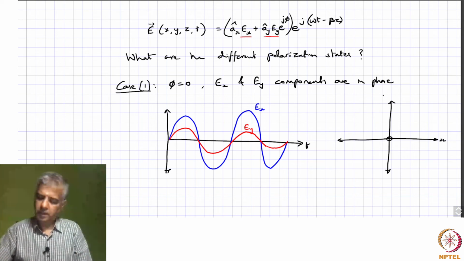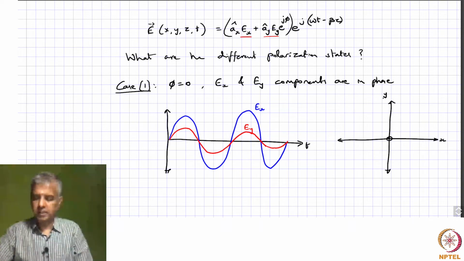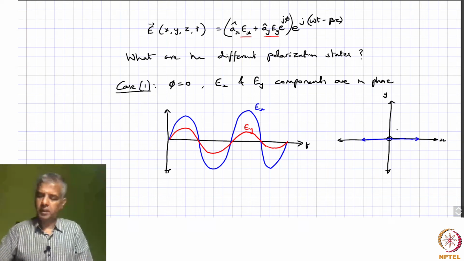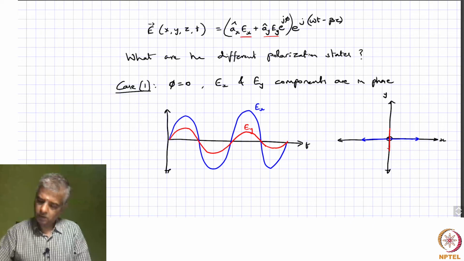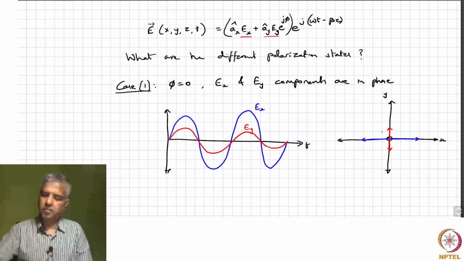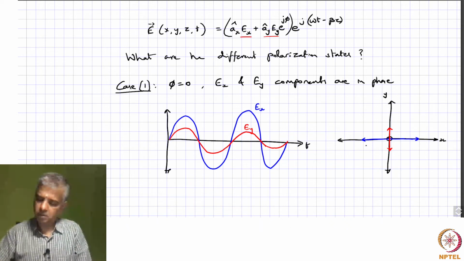So, this has got to be x and this has got to be y. What we are saying now is Ex is having a certain amplitude. So, Ex you can represent as having this much amplitude, but Ey is not having as much amplitude. So, you say Ey is something like this. Then when we look at the combination of that, and both are in phase, the combination would probably look like something like this.